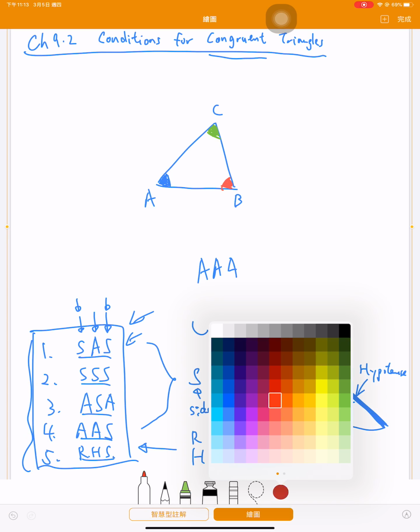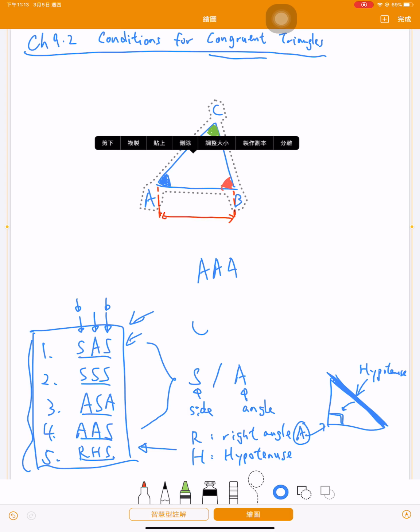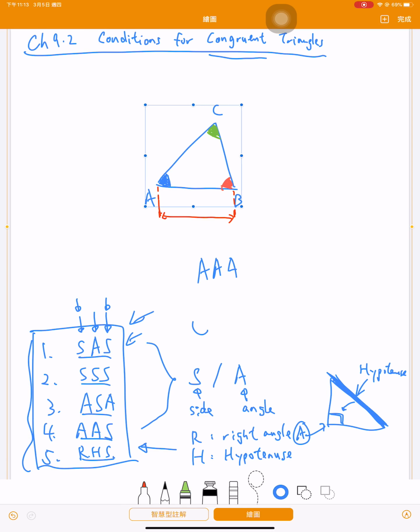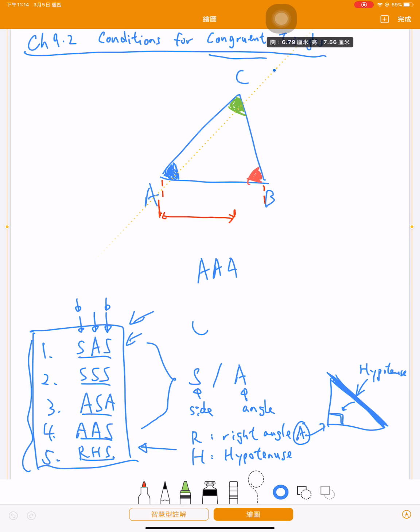For the length of AB, I'll mark the length here. AB, the length is about here, right? AB, I mark the length here. Okay. So now I'm going to show you why AAA is not a condition of congruent triangle. For example, I hold the old triangle ABC, and then I enlarge the triangle. That is, enlarge, making bigger. You can see the angle ABC, the blue, the red, the green angle are still the same, right?